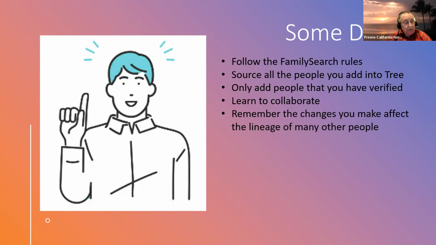Remember, the changes you make that affect lineages will affect many other people. You don't work in a little locked down environment private to yourself. Expect that people are going to respond to you positively or negatively, depending on what you're doing. And always try to use the golden rule. I think if we'd all practice that one, FamilySearch would be that much better.